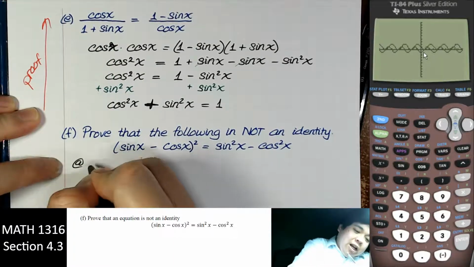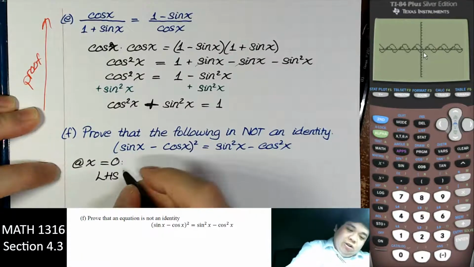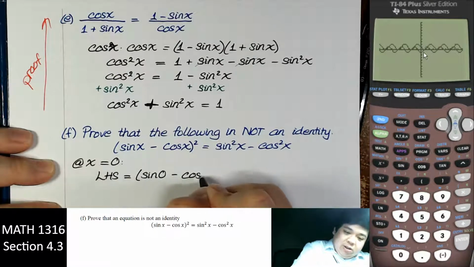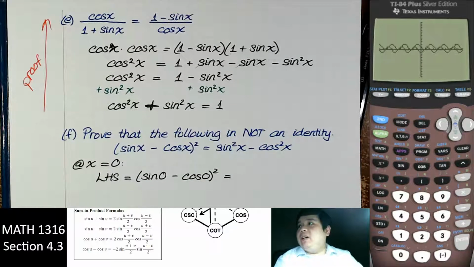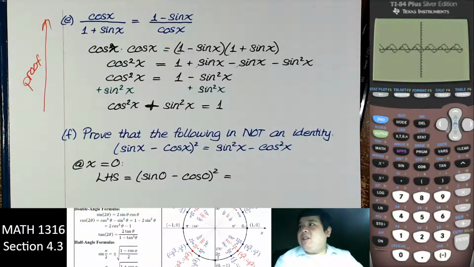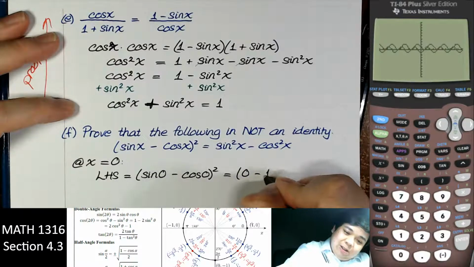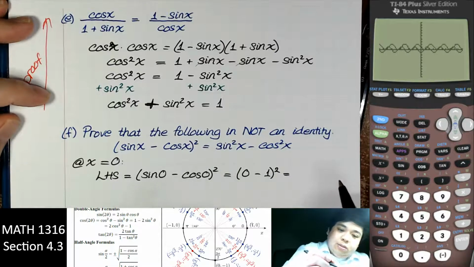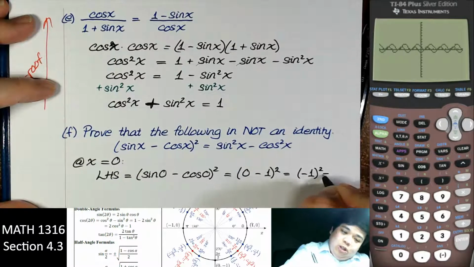So we see at x equal to 0, the left hand side equals sine of 0 minus cosine of 0, and square. Right. We have a unit circle here. At 0, cosine is 1, sine is 0. Right? So I have negative 1 square, which is 1.